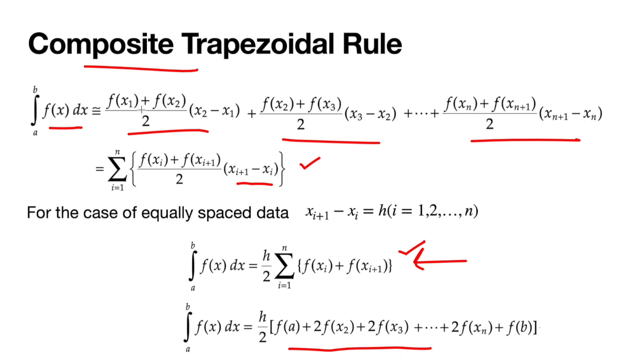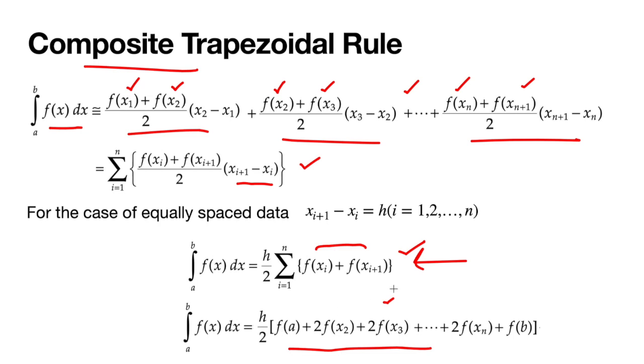Here you can see that we have f of x1 and f of x2. Similarly, f of x2 is also repeating in the next interval, and similarly f of x3 will be repeating in the next interval. So the first and the last are not repeating, whereas all these internal values of f of x are getting repeated. You can refer to this idea, or you can open this one out, put the values from 1 to n, and get this formula.